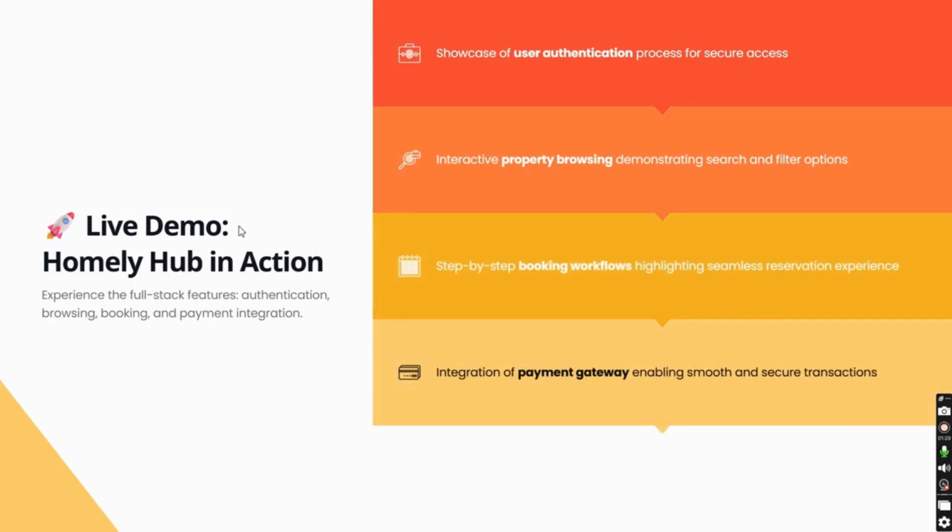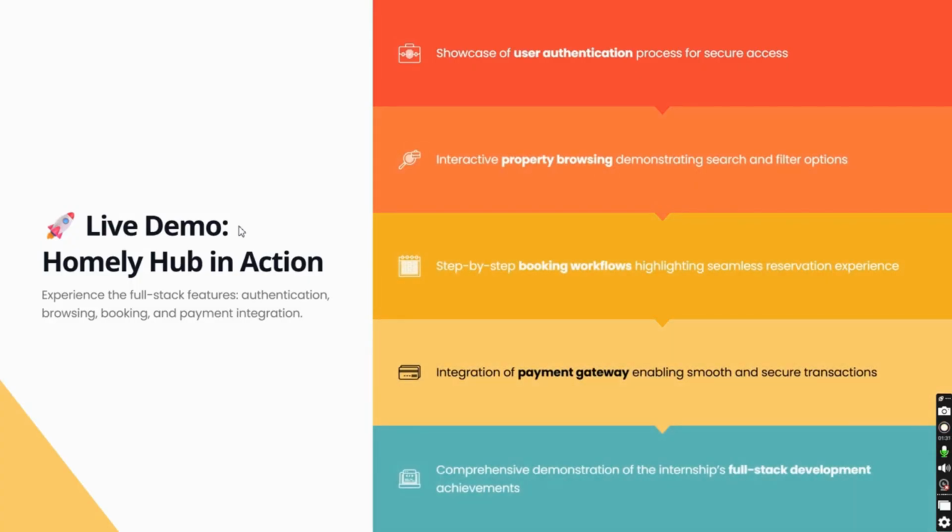Now I will be showing the live demo of our project Homely Hub in action. In this demo, we will walk through the main features of our full stack application. First, I will show the user authentication process, how a user can sign up and log in securely. Next, we will go through the property browsing, where a user can explore available listings using different search and filter options.